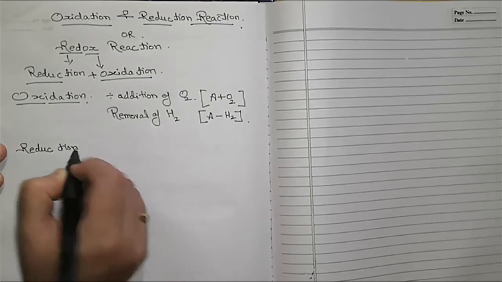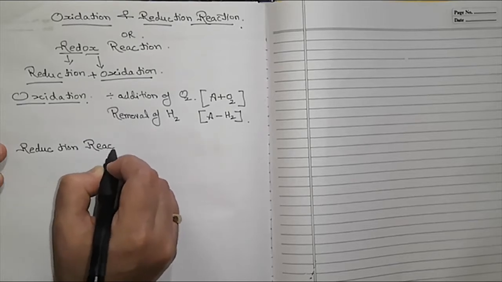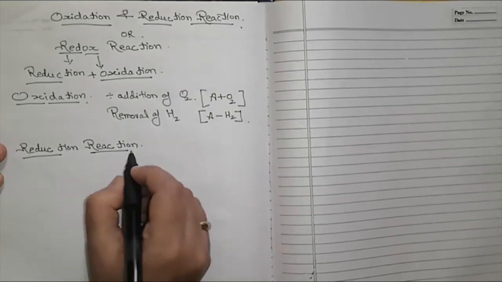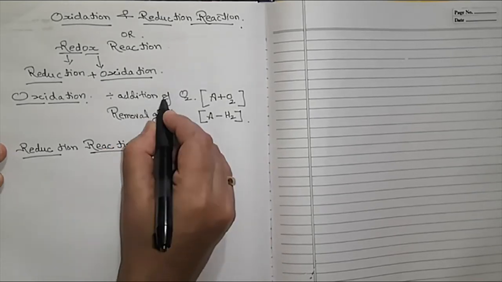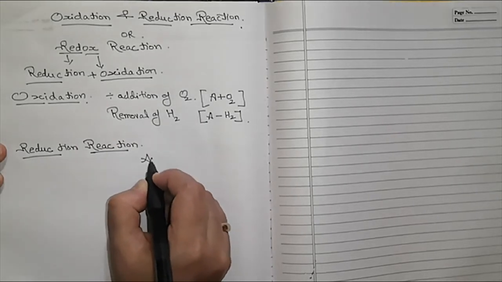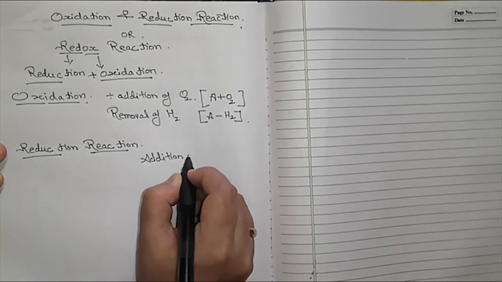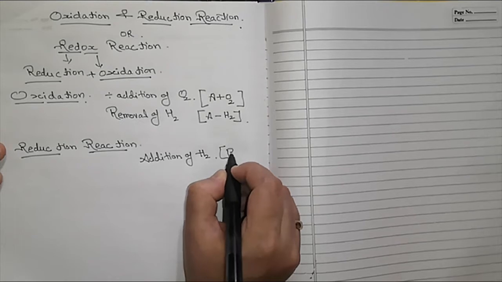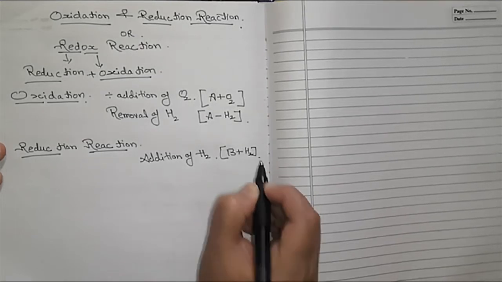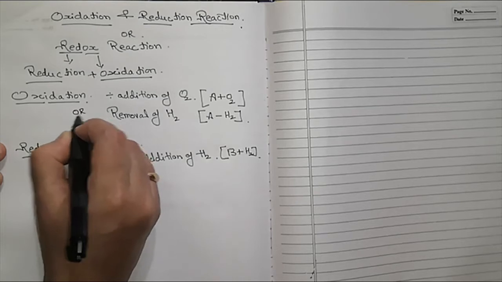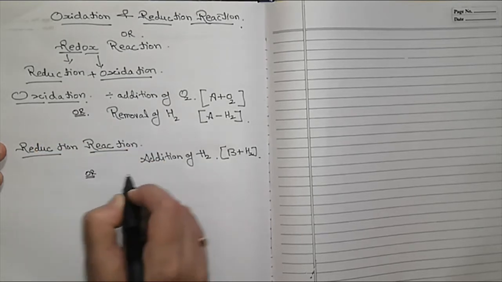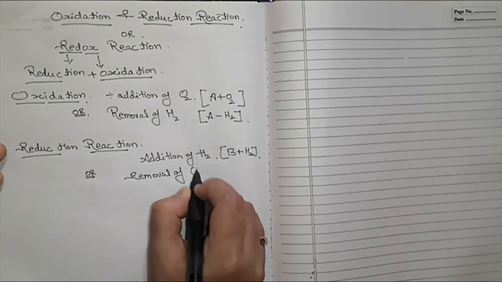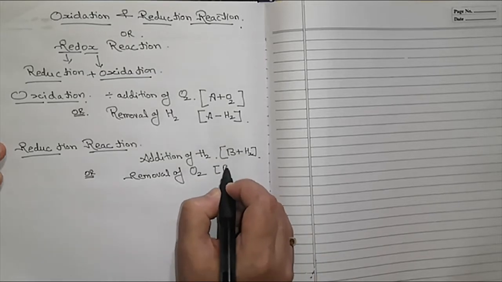Reduction reaction is just opposite to oxidation reaction, right? In reduction reaction, instead of addition of oxygen, what you have to write? Addition of hydrogen. Clear? So let's take B plus H2, or removal of oxygen. Clear? So B minus O2.